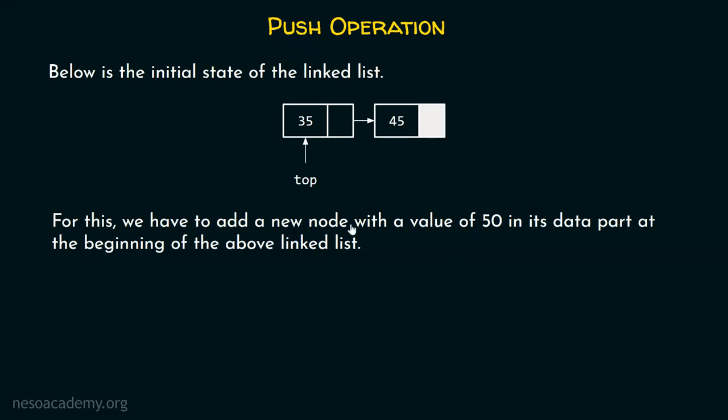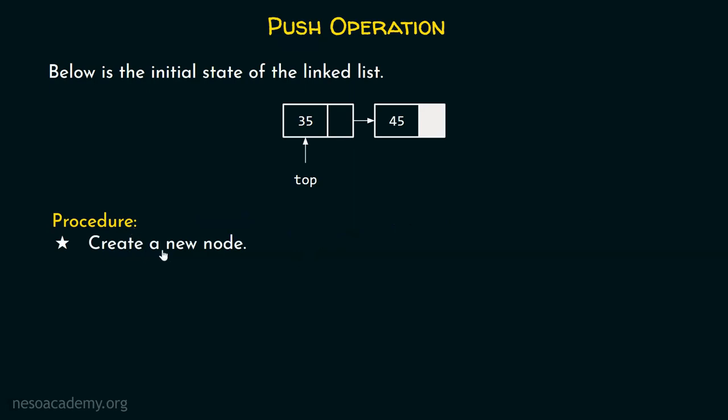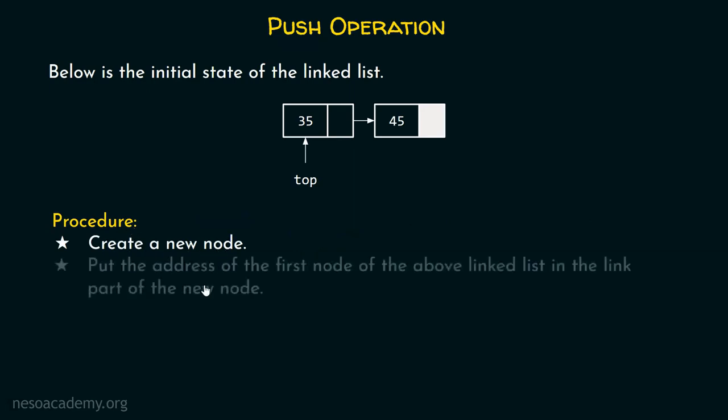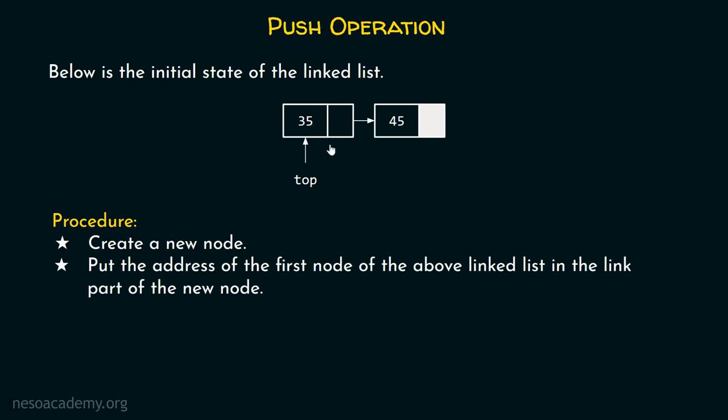For this, we have to add a new node with the value of 50 in its data part at the beginning of the above list. The procedure is simple. First, we have to create a new node. Then we have to put the address of the first node, that is this node, in the link part of the new node. That is what I have written over here.